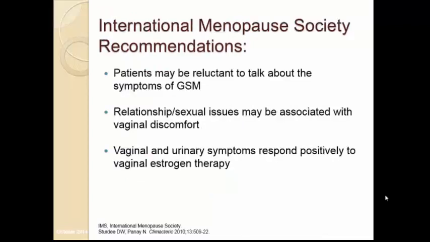The International Menopause Society recommends: patients may be reluctant to talk about the symptoms of GSM. We all know that. Relationship and sexual issues may be associated with vaginal discomfort, something to include in your workup and history. Vaginal and urinary symptoms respond positively to vaginal estrogen therapy.